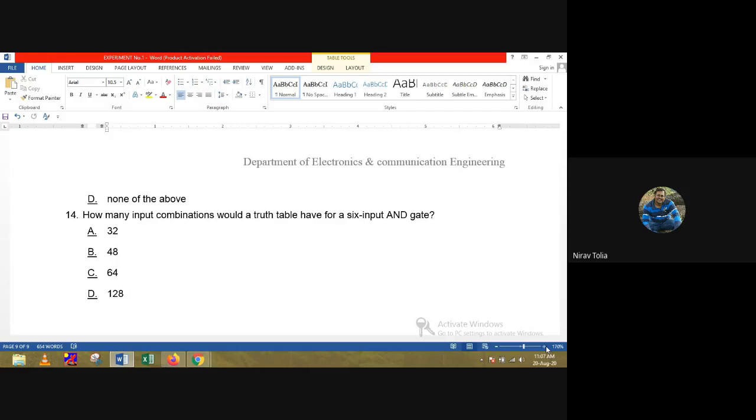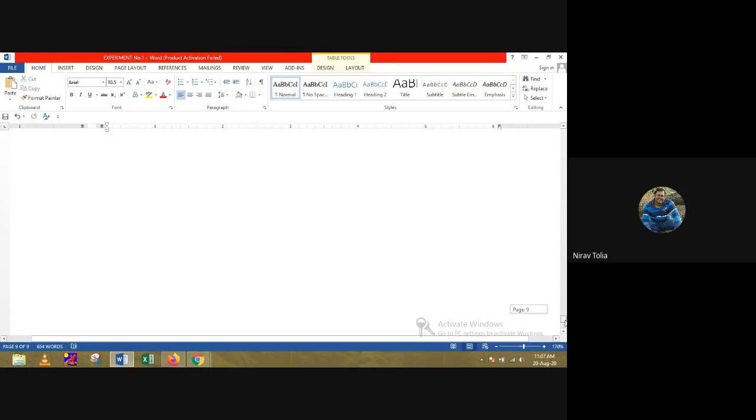Again, I'm asking what the possibilities of the input are. We have 2 raised to n combinations, where n is the number of inputs. So we have 6 inputs, so n is equal to 6. So 2 raised to 6 is 64. So the right answer is 64.